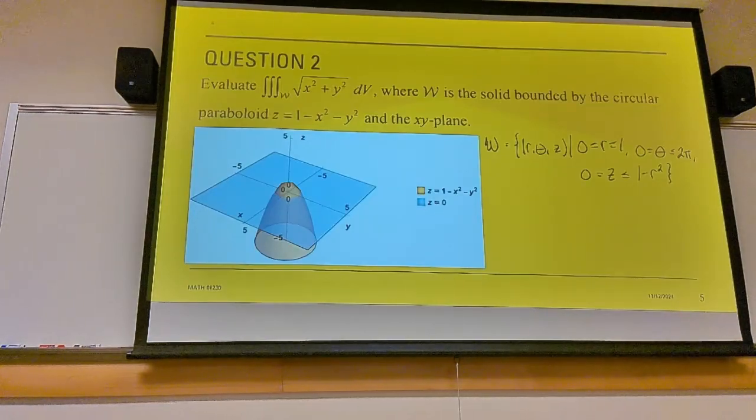So that was half of the battle. Well, I guess half of the hard battle. Right, we're describing the region. Now we have to set up the integral. Do I want to do that on this slide? No.